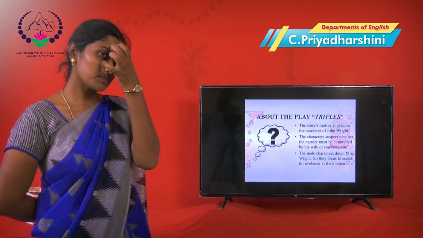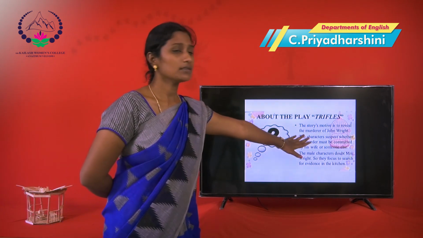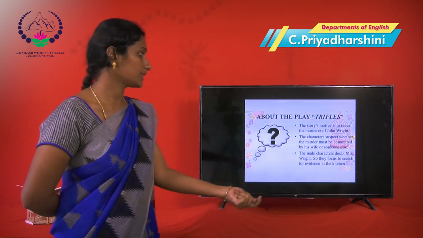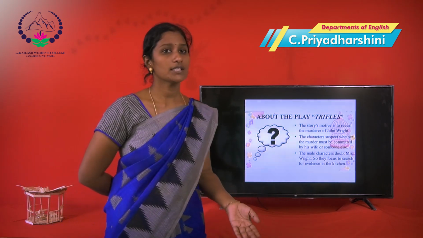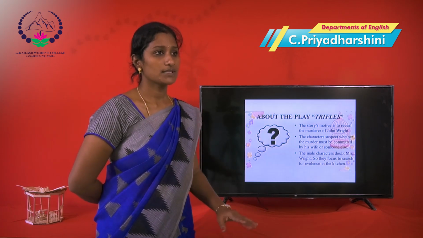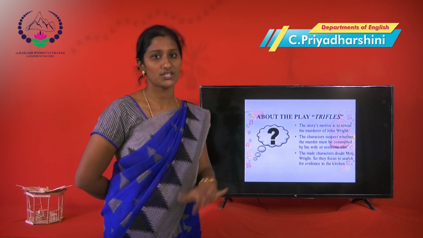Next, about the play Trifles. The story's motive is to reveal the murder of John Wright. The characters suspect whether the murder was committed by his wife or someone else. The main characters doubt Mrs. Wright, so they focus on searching for evidence in the kitchen.